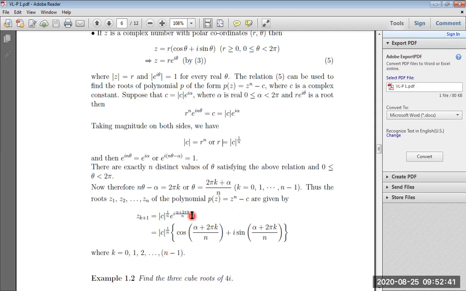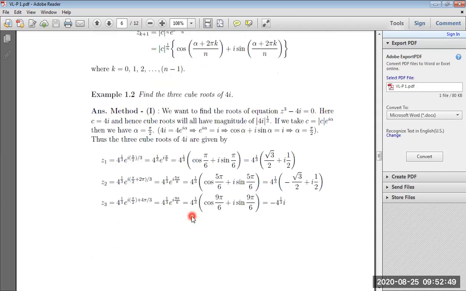So let us illustrate this method to find the cube roots of 4i. Means we have to solve this equation z to the power 3 is equal to 4i, or z to the power 3 minus 4i is equal to 0. So here we will discuss two methods of obtaining cube roots of this complex number 4i. The first method is just the application of previous discussion, right?